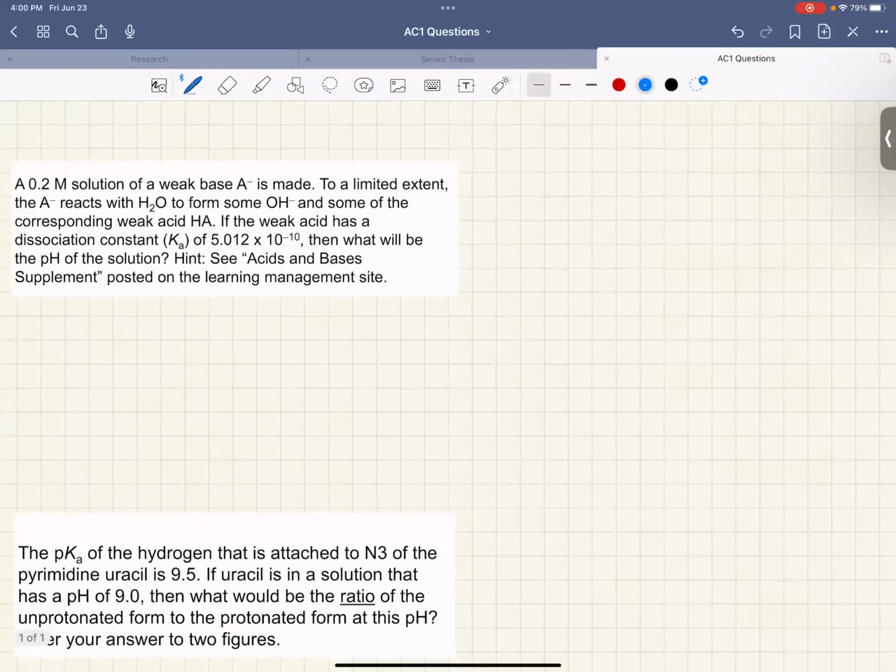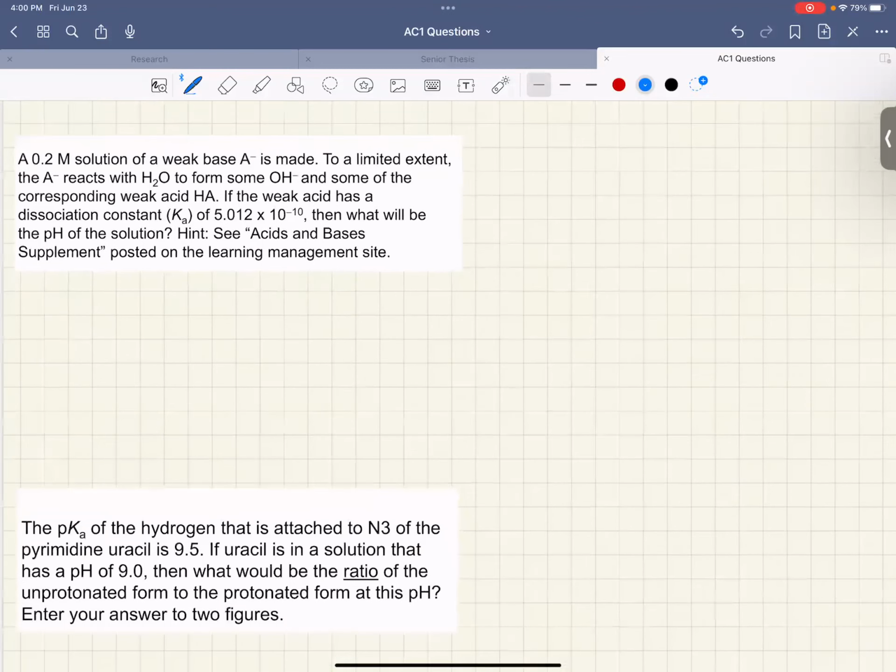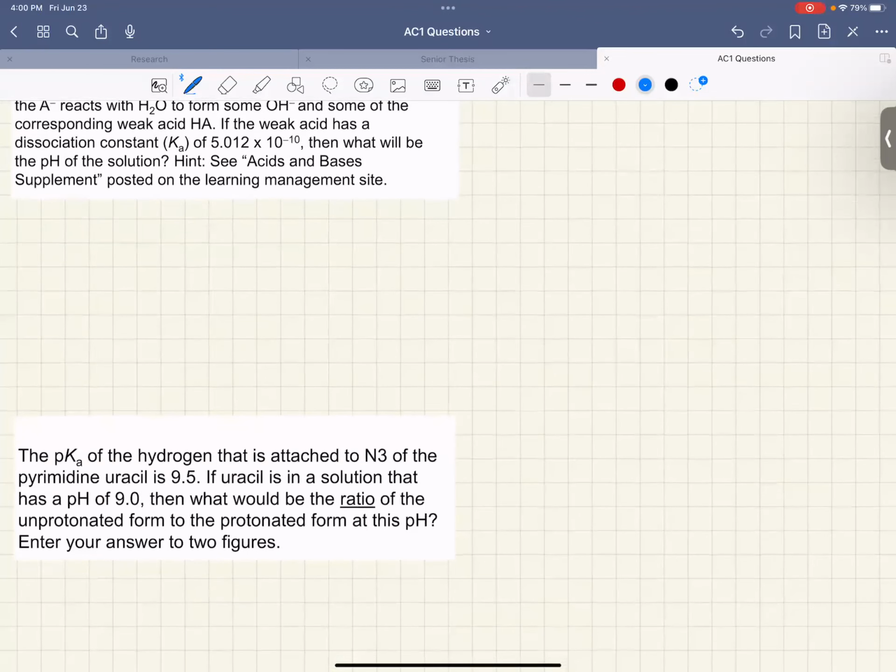Now, our second question is a very similar concept, but we're asking about a weak base instead of a weak acid. The way that we'll do it for a weak base, we'll still do the ICE table method, but we'll be doing it with the base dissociation instead. It'll be A minus plus H2O dissociating into OH minus plus the conjugate acid. That's just the general formula for base dissociation.